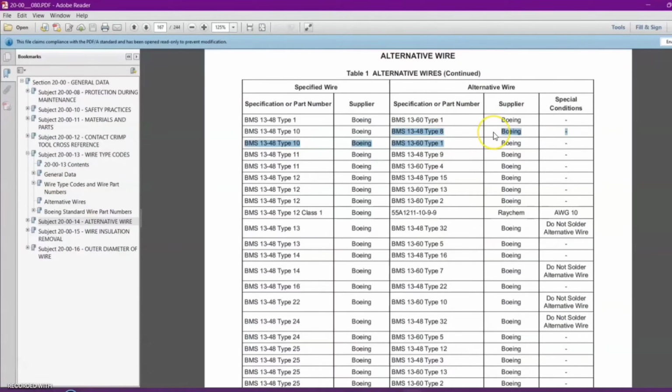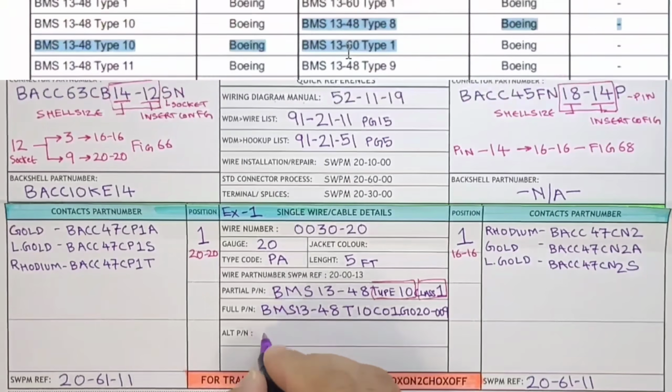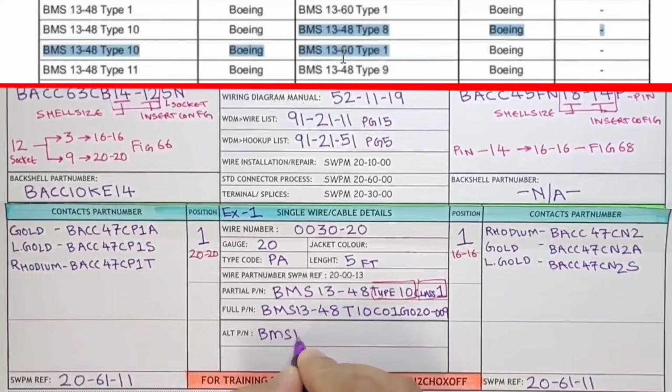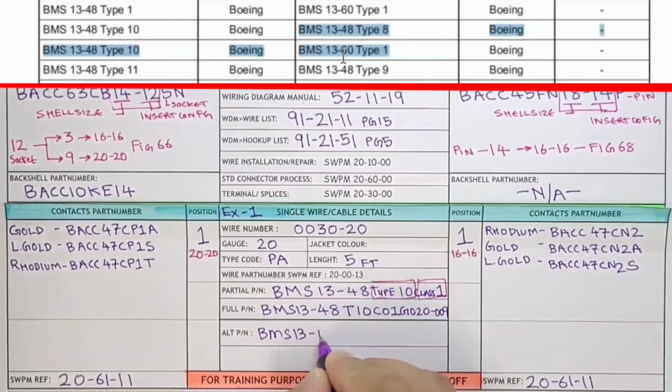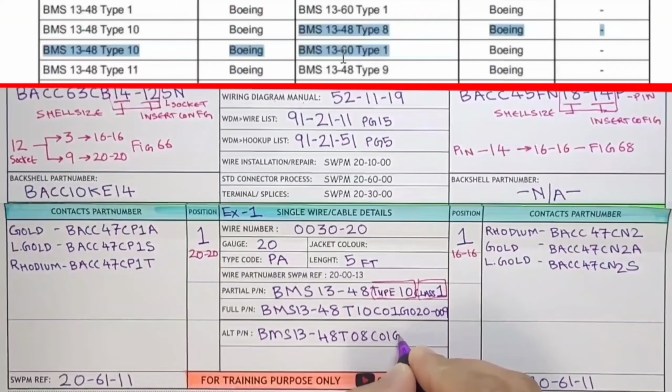The other details will be the same. The class should be the same. We have only one conductor, and the gauge should be the same. The color should be the same. Okay, so let me quickly write down BMS 13 dash. The first alternate is 48, but the type is 8. So I know T08 I need to write. Class is 1. Golf gauge is 20-009.